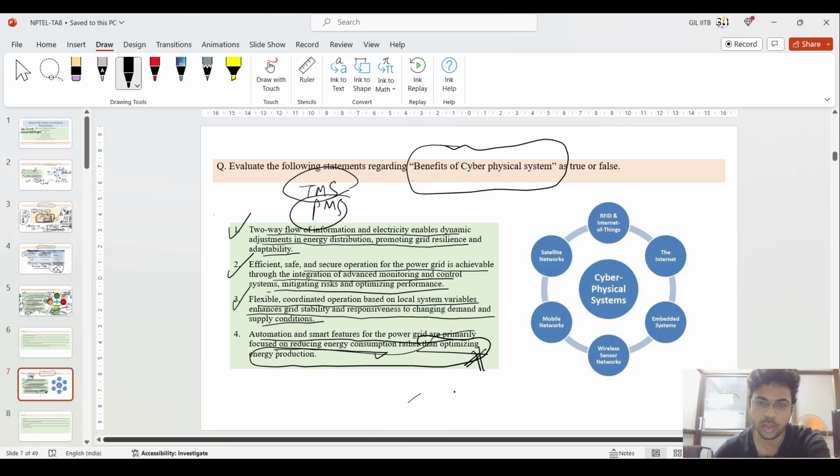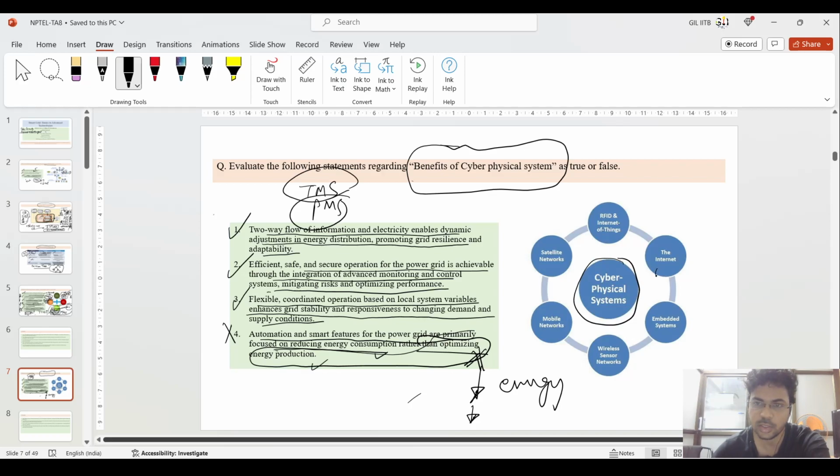Because the optimization of energy production is also one kind of thing. Because if you are automating any of the things, and you are managing the demand side, in that case you need this. If you are reducing energy consumption, then the demand side, then the generation side should also be optimized based upon that. Okay. So the fourth is false.